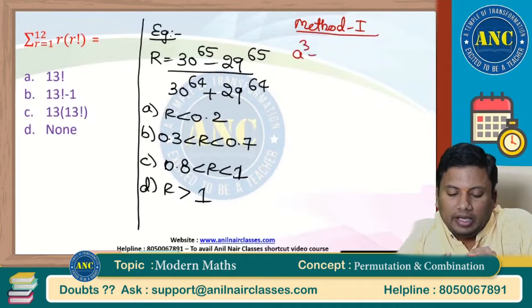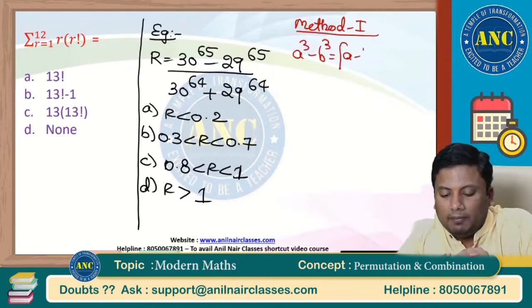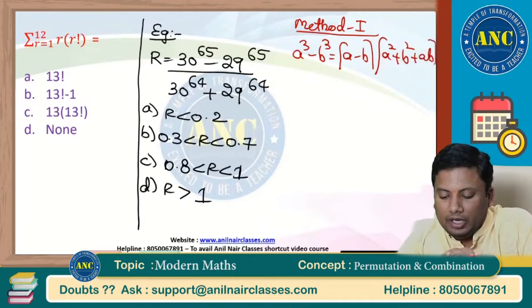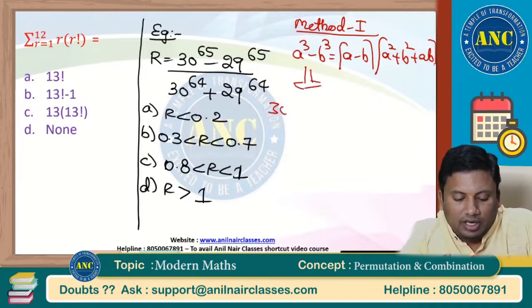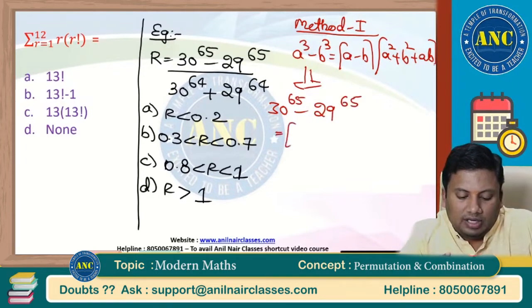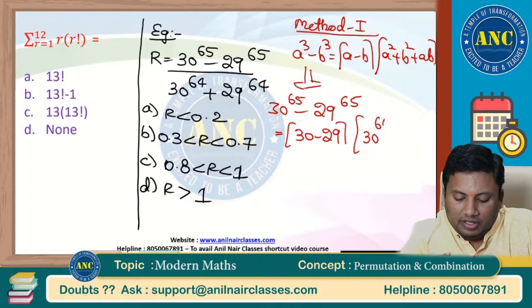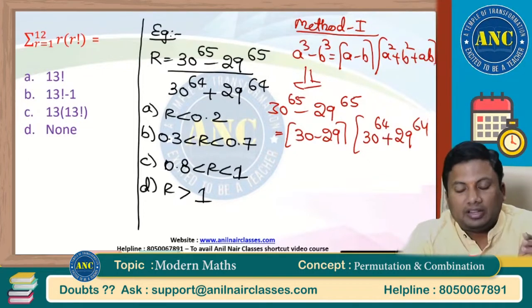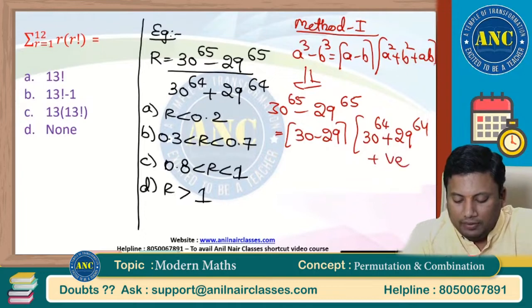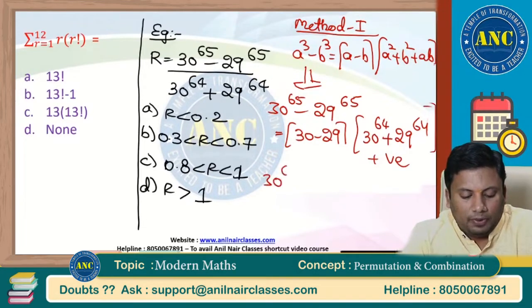Method number 1. A cube minus B cube is (A minus B) into (A square plus B square plus AB). So, if you observe closely, 30 power 65 minus 29 power 65 is nothing but (30 minus 29) into (30 power 64 plus 29 power 64 plus some positive value). If it is 3 in the first term, in the second term it is 2. If it is 65, then 30 power 64 plus some positive value. I hope you are all there with me.